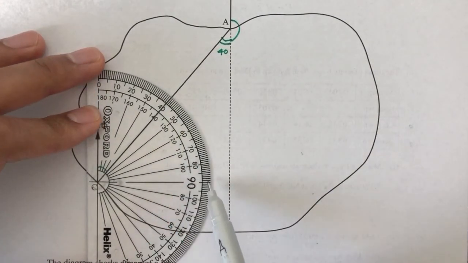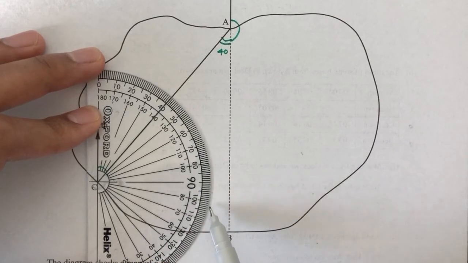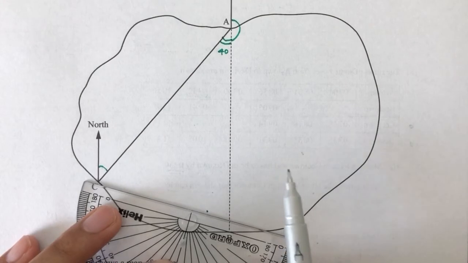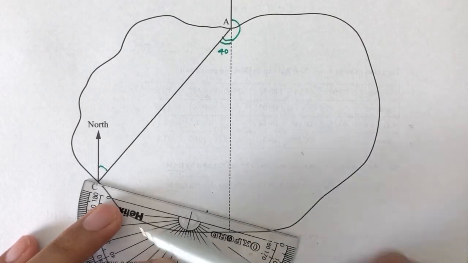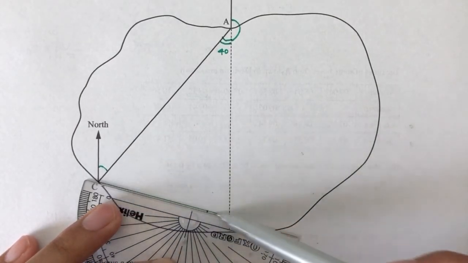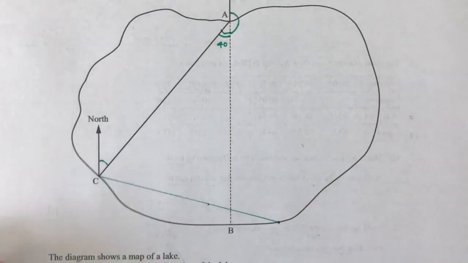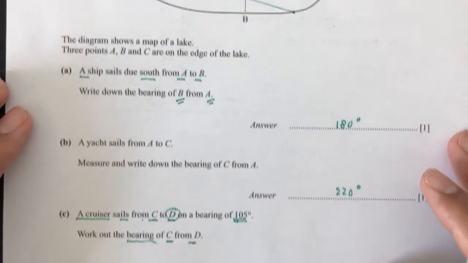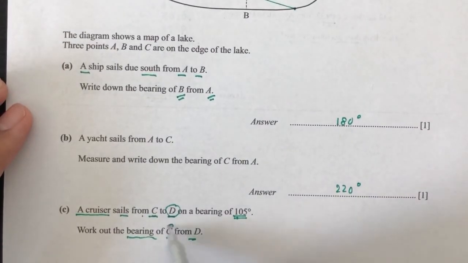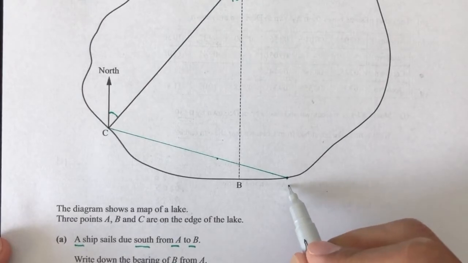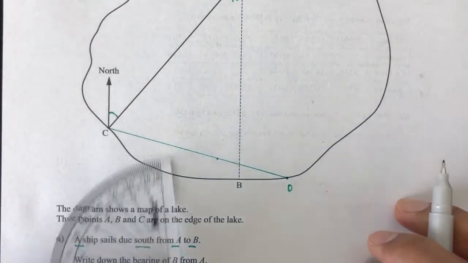So this is 90. This is 100. 105 is here. So if you draw the line along these two points, point C and 105, you will find a possible value for point D. So D will be about here. Now it says, work out the bearing of C from D. So let's say this was position D. Find the bearing of C from D.